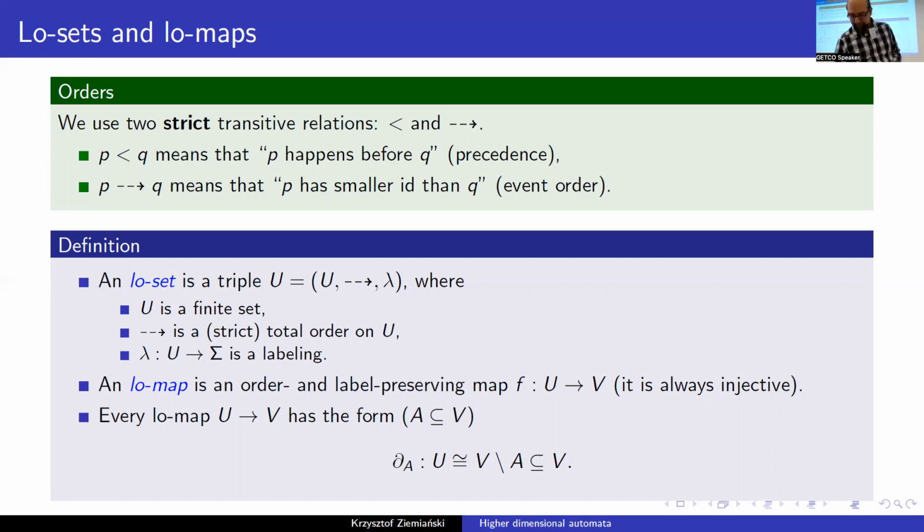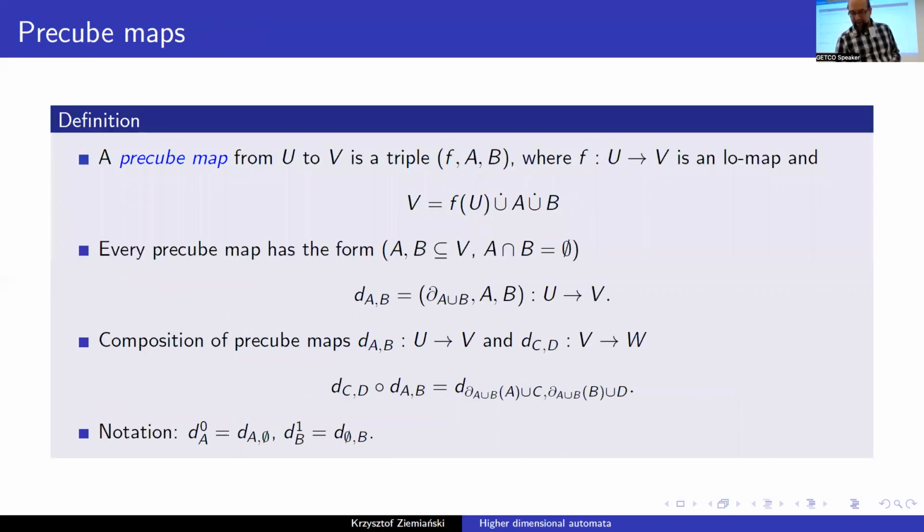But LO maps are not exactly the maps we want to have. We have to enrich our LO maps to precube maps. A precube map is an LO map, but additionally you make a division in the set of elements which don't lie in the image. So all things which are not in the image are marked either 0 or 1, or they are put in the set A or set B.